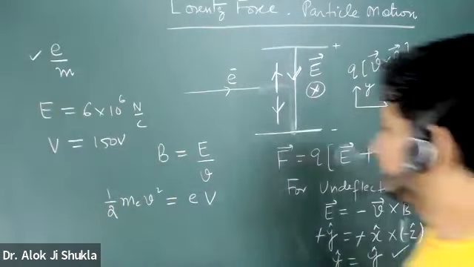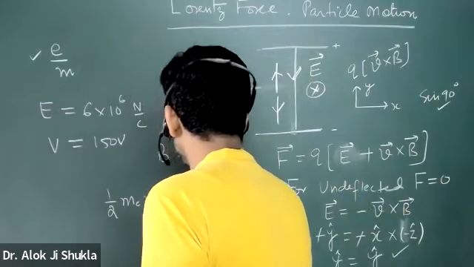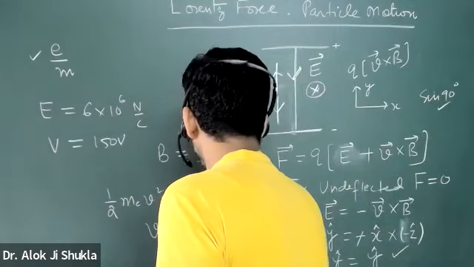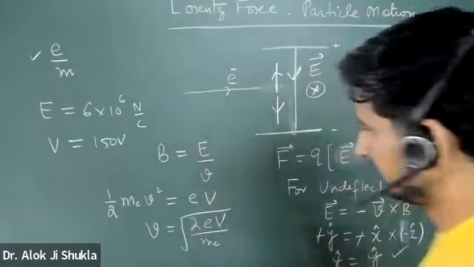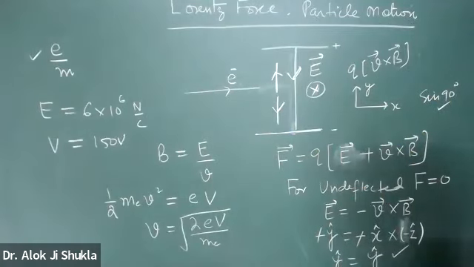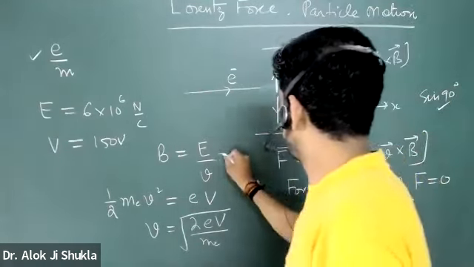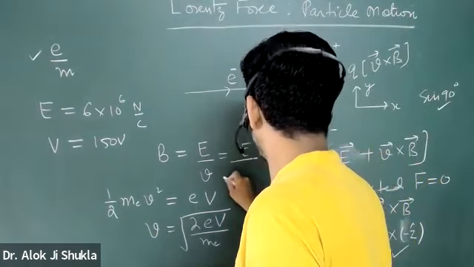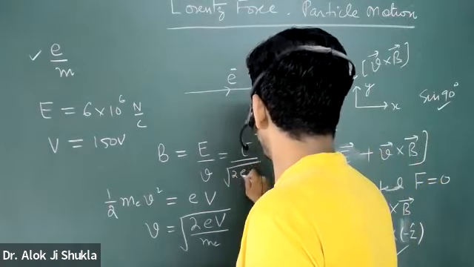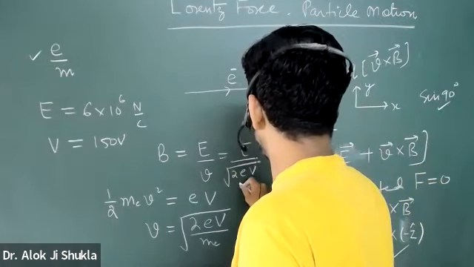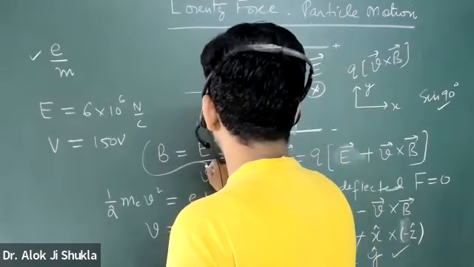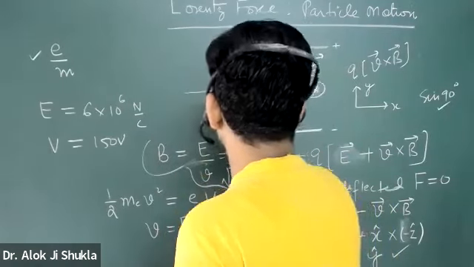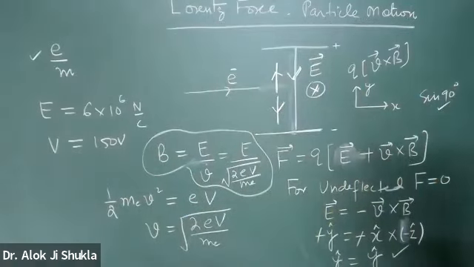So velocity कितनी आ जाएगी? v is equal to under root 2eV by m. This is the velocity. So what will be the magnetic field? E by under root 2eV by m. So this is the magnetic field. You can put all the values and get the value of the magnetic field in Tesla. Okay.